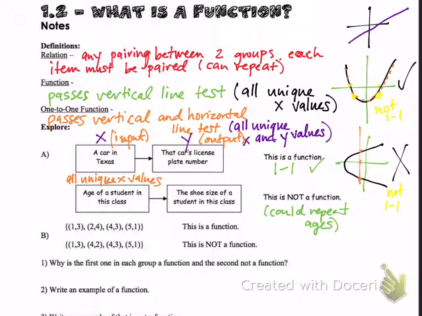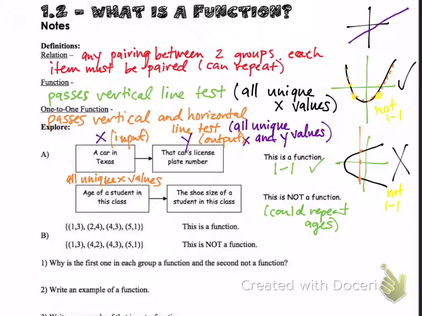If I had something like cars in Texas and then shoe size, then that would be a function because my x values are different, but my y values could repeat. So that would mean that it is a function, but it's not one-to-one. So think: function is no x values repeat. One-to-one means no x and no y repeat. You might even want to write that to the side because that's a shortcut of how I remember what something is.